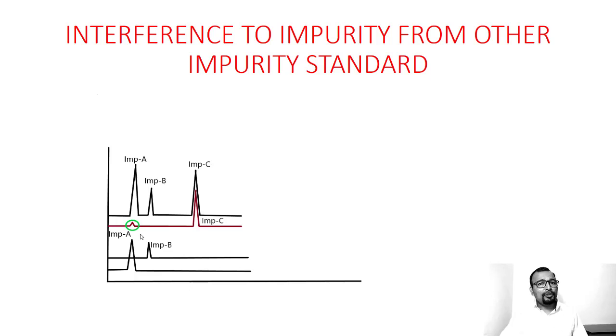The first one, we talked about the baseline noise and how it can impact the linearity, especially at the lower concentration. Then we talked about poorly resolving impurities from the API, the shoulder peaks, the impurity peaks eluting at tailing, and how to perform the linearity study. And the third one is, if there is interference to an impurity from another impurity standard, then what design you must adopt.